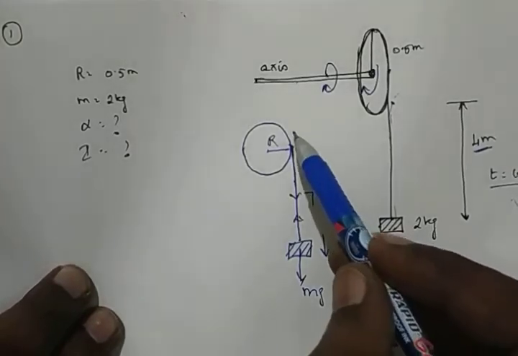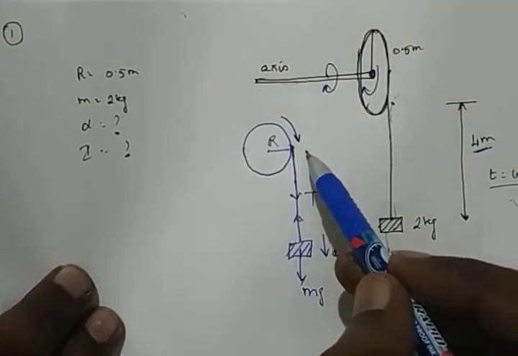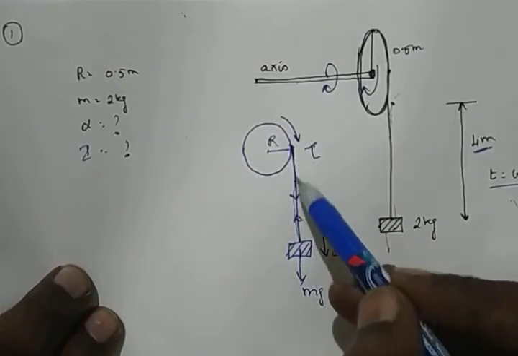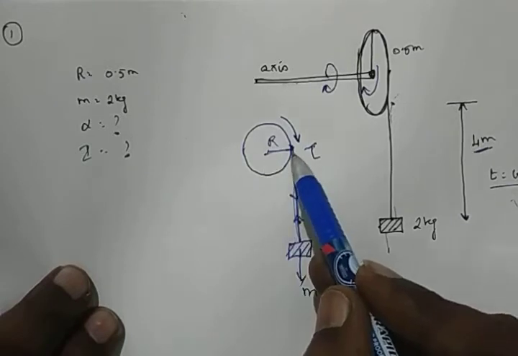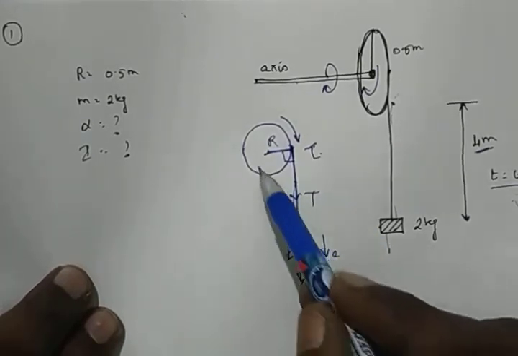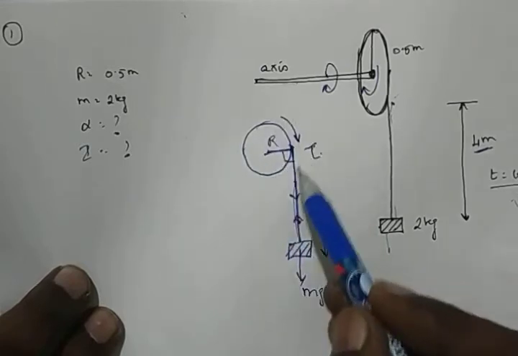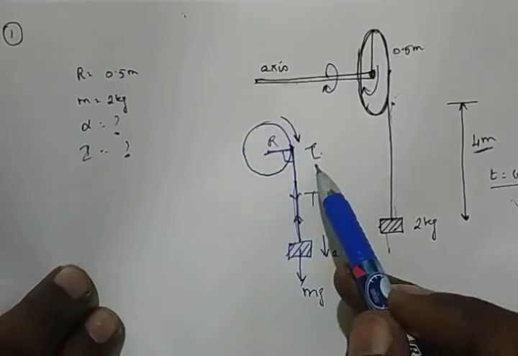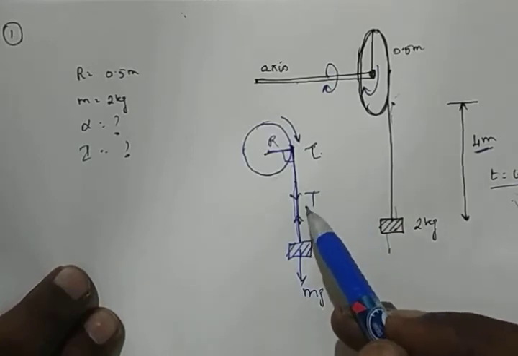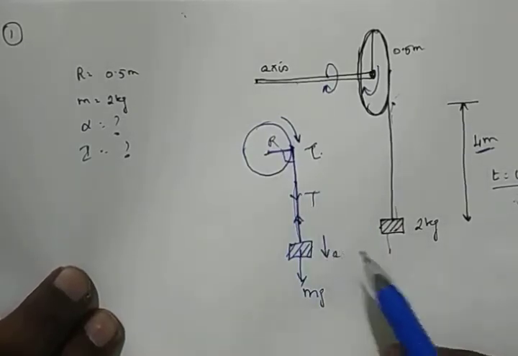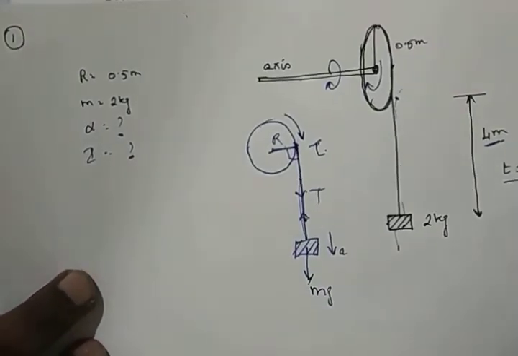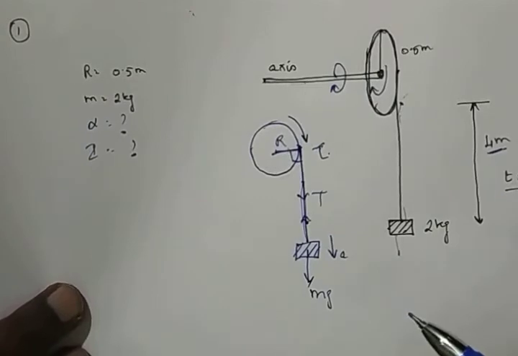When it is coming down like this, there is a torque which acts on the wheel. What is the torque? Tension, acting along the cord, times the perpendicular distance, the radius. Torque is responsible for rotating the whole thing. So one important value of torque is tension times radius. And we also already know the formula of torque is I alpha.